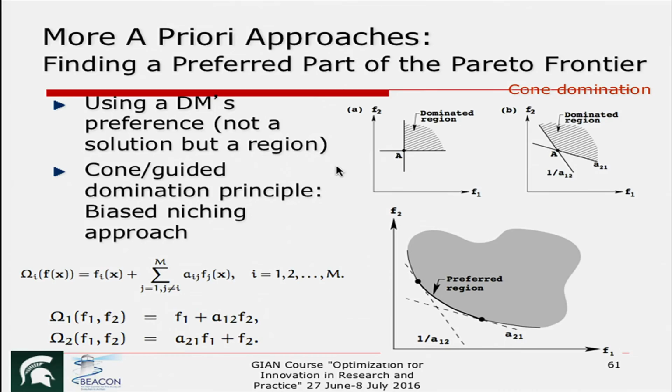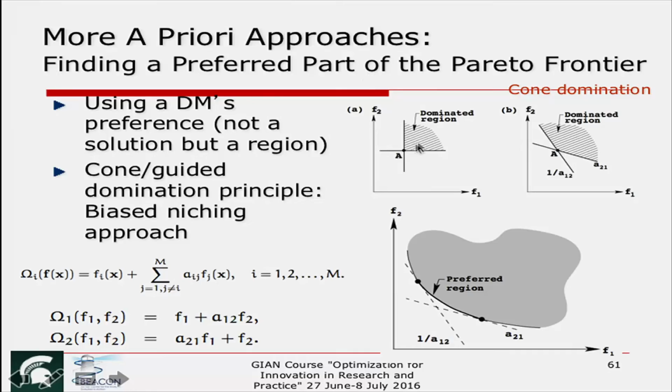Sometimes, as I said, you are not interested in the whole front. There are several ways to do it. One is a reference point. The other is with the cone domination concept. We talked about the domination, right? When point A dominates this entire region, if you are minimizing F1 and F2, the entire region gets dominated by A. But you can open this up like this.